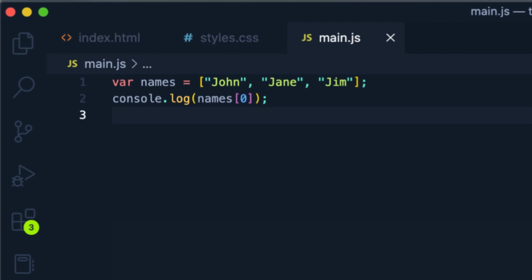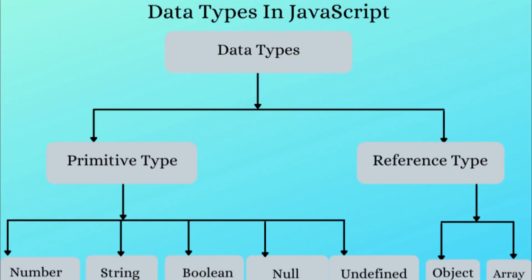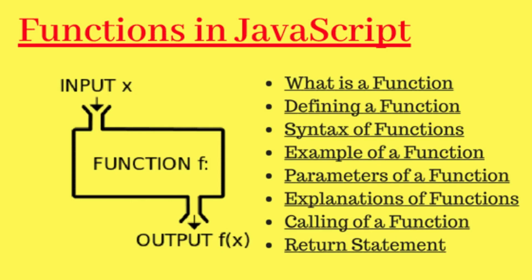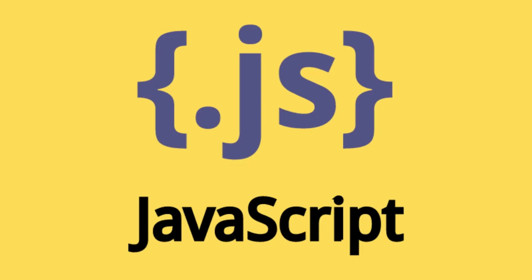These are just a few basic examples to get you started with JavaScript. There is a lot more to learn, but this should give you a solid foundation to build upon. In conclusion, we've covered some basic concepts of JavaScript in this video, including variables, data types, operators, conditionals, functions, loops, arrays, and objects. I hope this has been helpful for you in getting started with learning JavaScript.